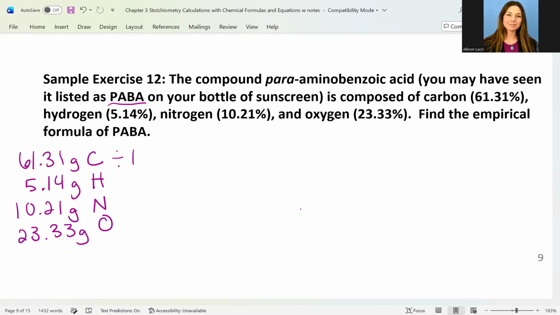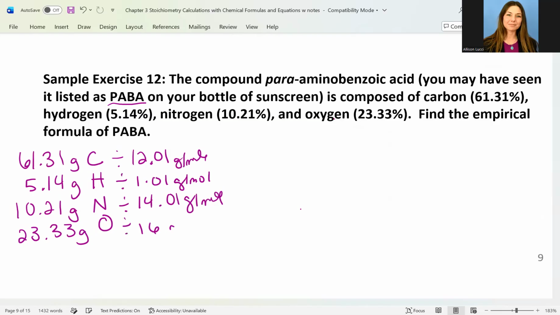So the first step, just like above, we're going to divide by the molar mass for each of these. So I'm just going to fill these in. So we have 12.01 for carbon. We have 1.01 for hydrogen. We have 14.01 for nitrogen, and then 16 grams per mole for oxygen. So let's divide by these values.